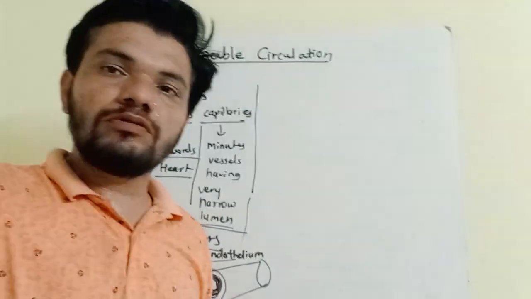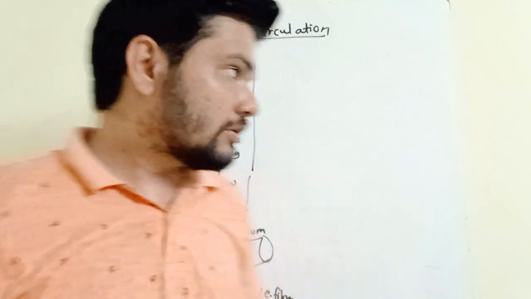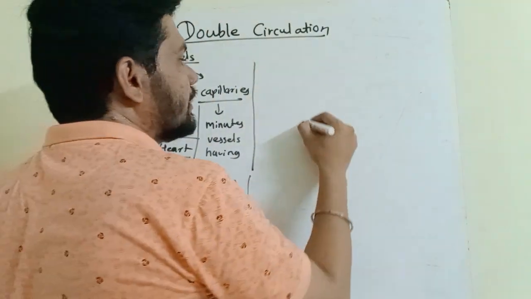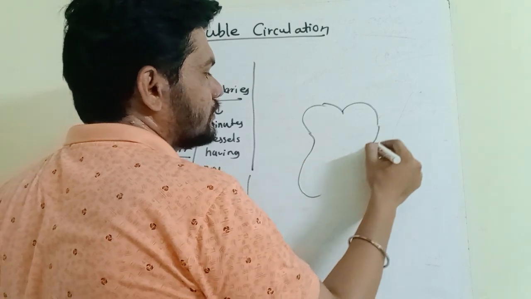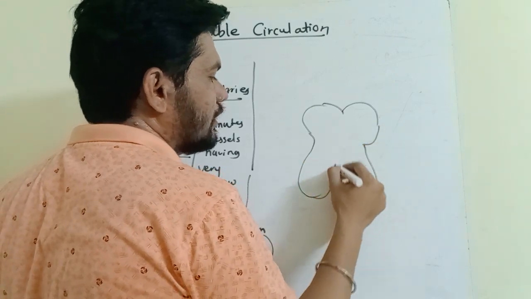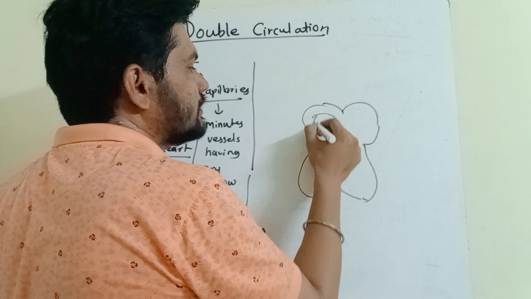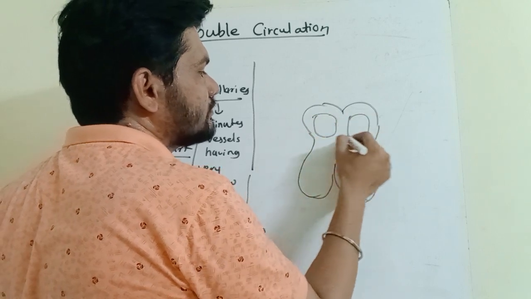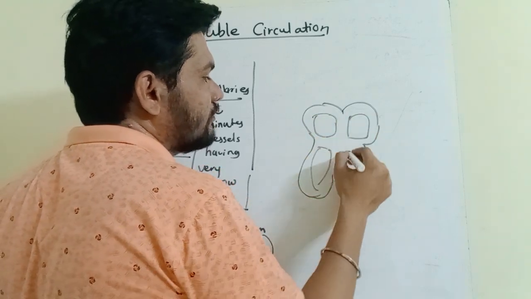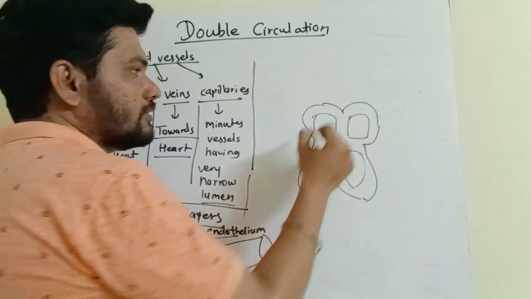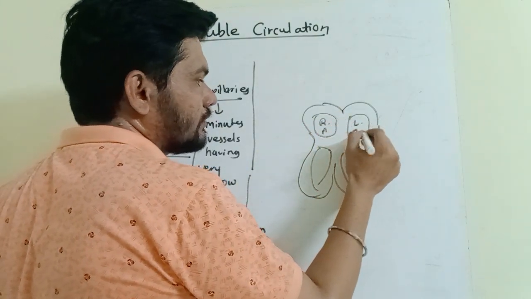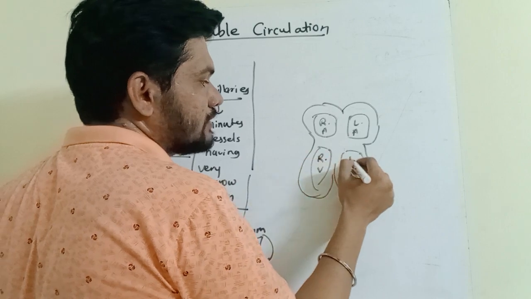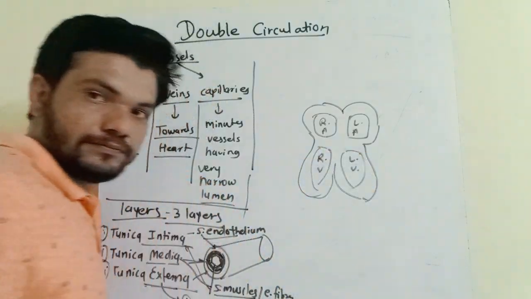Okay, let's talk about the double circulation now. So let me draw a heart for you here. Suppose this is a heart. We all know that these are atria, and these are ventricles. So this is the right atrium, this is the left atrium, this is the right ventricle, this is the left ventricle, right?